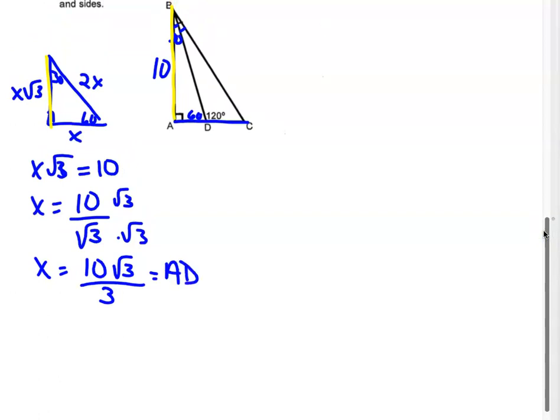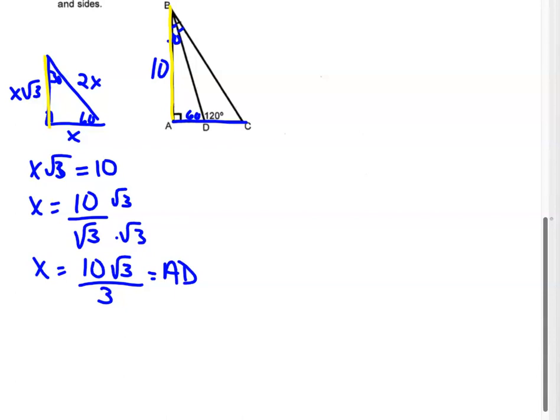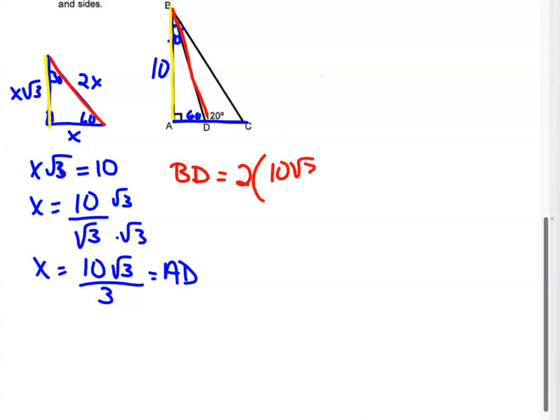Then our hypotenuse would be this side, and that is this one, so that's our 2x. And if x is 10 root 3 divided by 3, we have to double that. So side BD has to be twice our 10 root 3 divided by 3. So that would be 20 root 3 divided by 3. All right, so we have everything in that left little triangle, angles and side measurements all figured out.